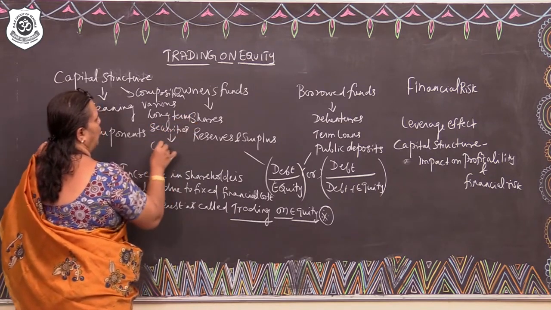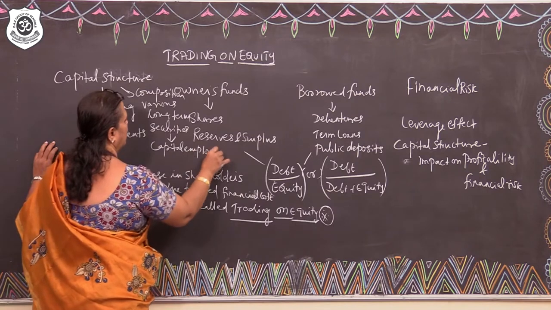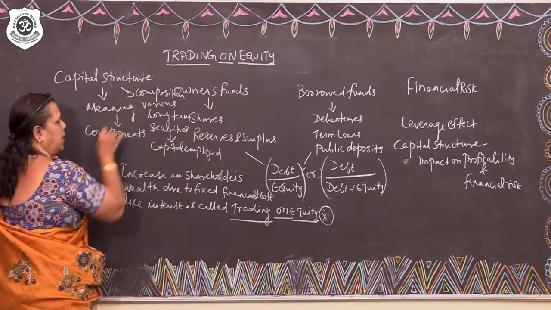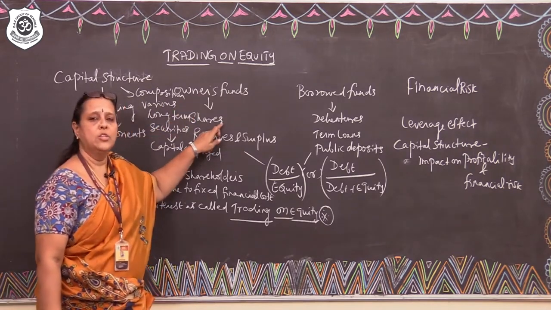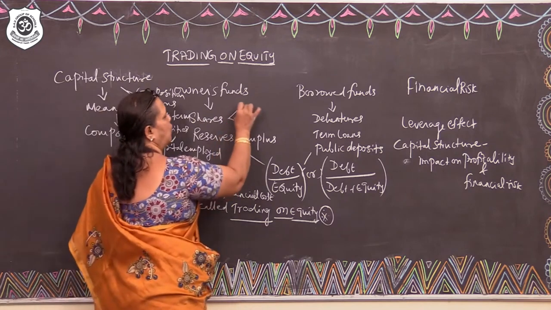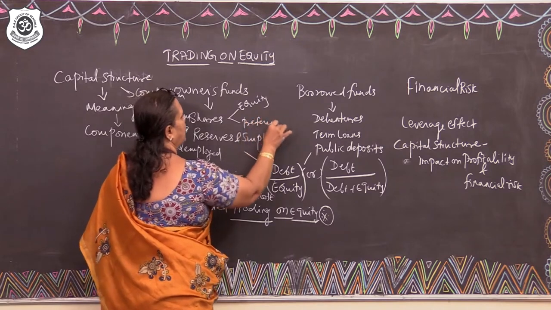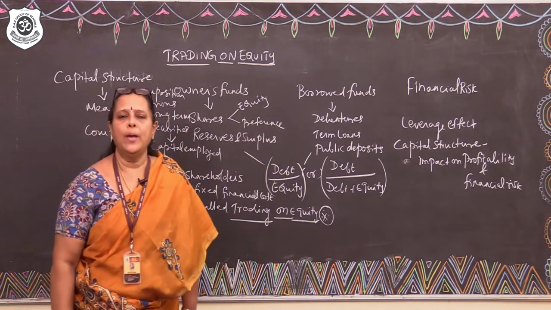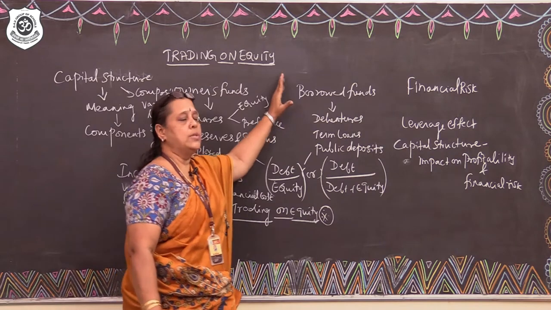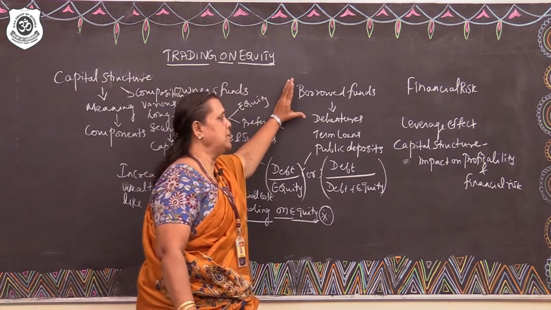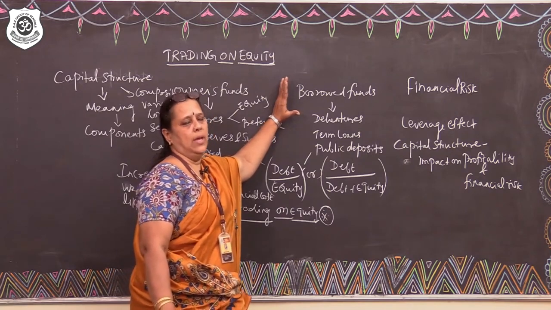in the capital employed of the company. So, the long-term securities consist of different components. The components are owners' funds, which are nothing but shares, which can be classified again into equity shares and preference shares. And also the reserves and surplus, which are called plowed back profits or retained earnings. On the other hand, there is another component called borrowed funds. Borrowed funds can be debentures, term loans, public deposits, mortgage loans, etc.